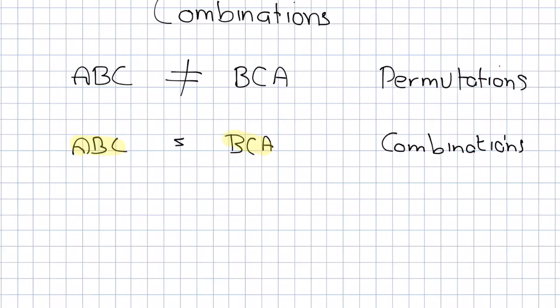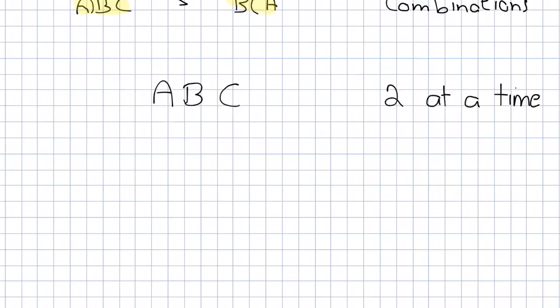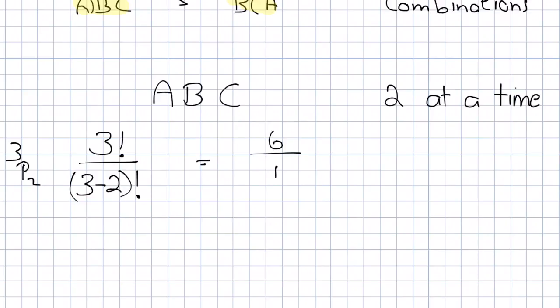So let's just think of the following. For example, we have the letters ABC, and I want to take them two at a time. So I'm going to look at, first of all, the permutations. So we know that if we're taking them as permutations, it's going to be 3 factorial, and I'm taking them two at a time, so it's going to be 3 minus 2 factorial on the bottom. So 3 permutations, 2 objects. So that's going to be 6 over 1. So there should be 6 different permutations.